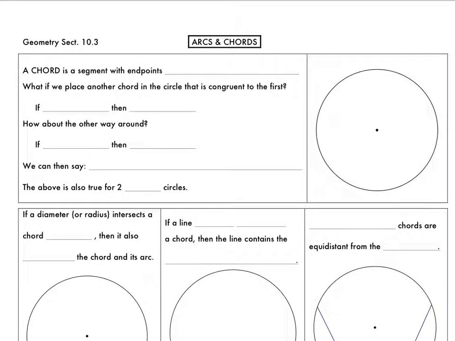Okay, for lesson 10.3, we're talking more about arcs and chords. A chord is a segment with endpoints on a circle. We talked about that before. But what if we place another chord in the circle that is congruent to the first chord?